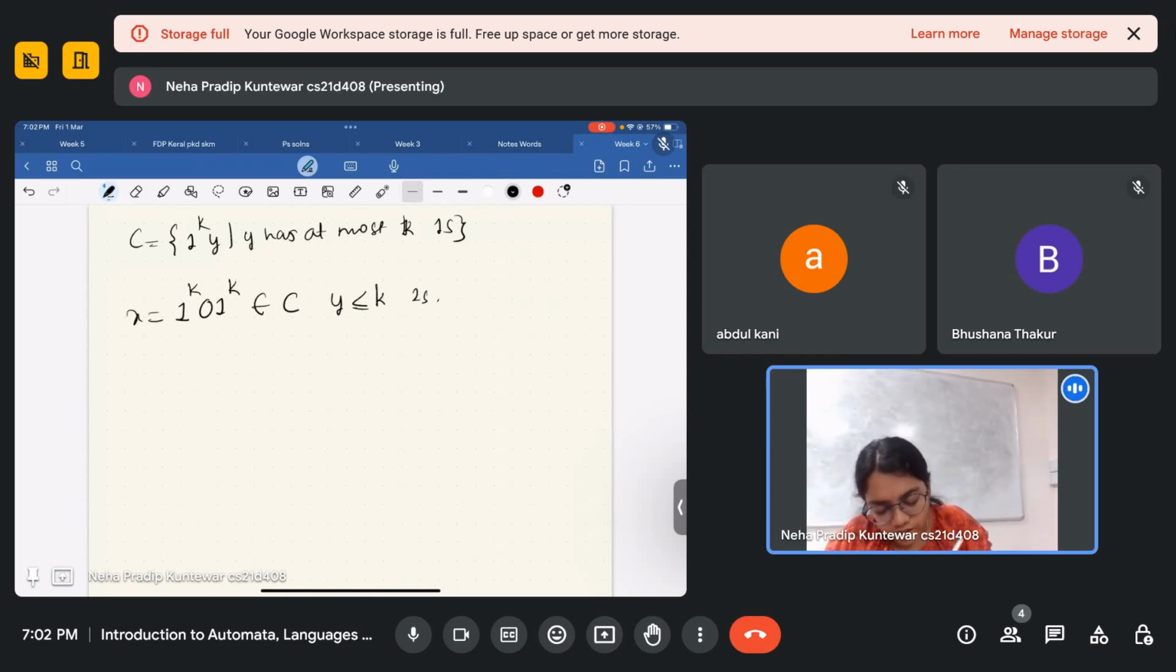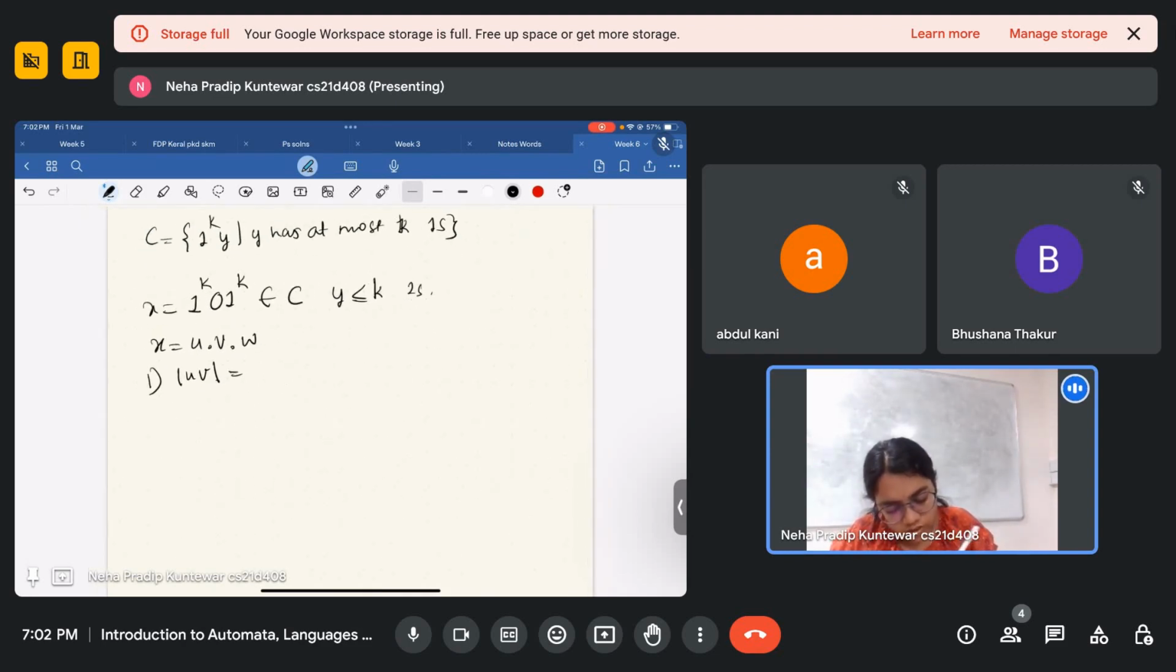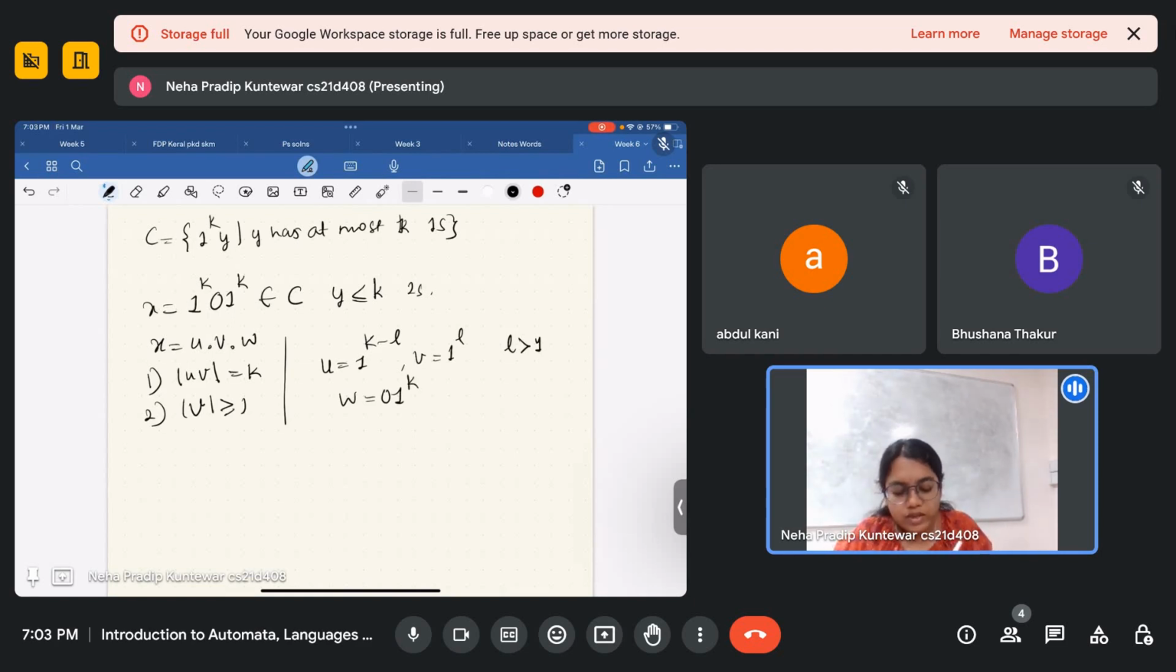So let's say this is x. Now we want to break x into u, v, w such that the length of uv is equal to k, and the length of v has to be at least 1, all of this coming from the pumping lemma. What does that mean? That means u is some bunch of ones and v is some bunch of ones such that the length of v, call it L, is at least 1, and w is the remaining part of the string. So this is how you can break x.